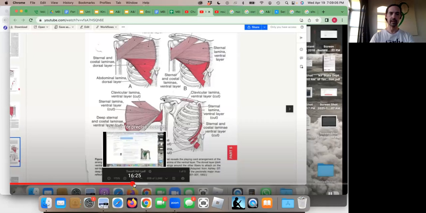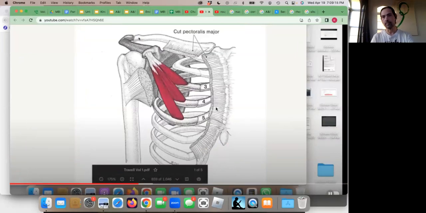And if we look at the pec minor, we can see pec major attachments here at the clavicle and the sternum. And that is one of the practice questions I saw, which one has attachments at the clavicle and along the whole sternum, and also attaches to the humerus. That's the pec major. The pec minor doesn't attach to the sternum or the clavicle or the humerus. It originates at ribs 3, 4, 5, and it inserts on the coracoid process. So attachments at the coracoid and on the ribs.